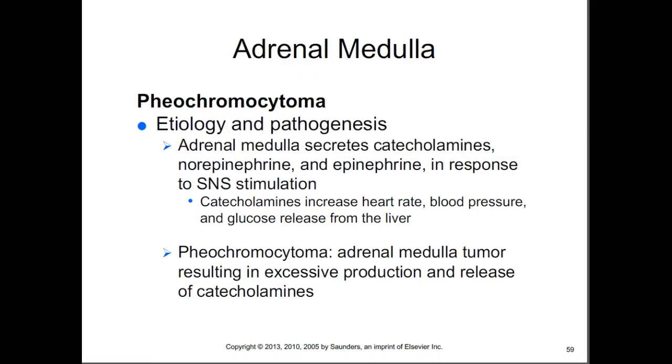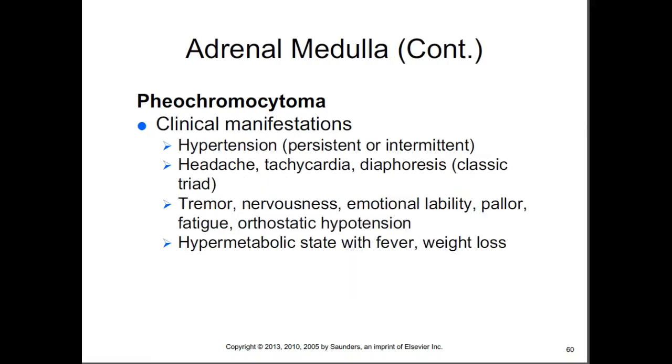Pheochromocytoma, I told you we were going to cover these, right? Etiology and pathogenesis: the adrenal medulla is going to secrete catecholamines, norepinephrine and epinephrine, in response to sympathetic nervous system stimulation. So catecholamines increase heart rate, just like as if you were an adrenaline junkie. And if you wanted lots of adrenaline, this is what a pheochromocytoma does, right? So it increases heart rate, blood pressure, and glucose released from the liver. It's an adrenal medulla tumor secreting too much epinephrine and norepinephrine.